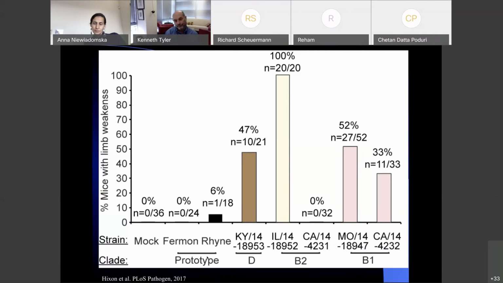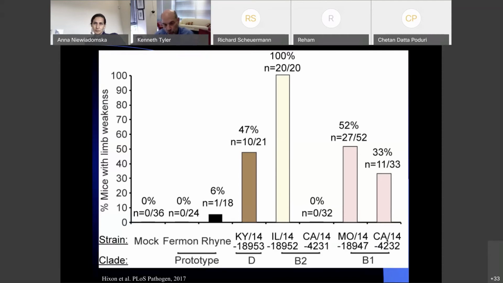Next slide. When we started to do this, we also started to inject into mice many different isolates that we got from different sources, including some from California, some from New York, some locally. It was clear that many of the contemporary, as we call them, isolates from 2014 could induce paralysis in mice. The tall bars are just the percentage of mice with weakness.